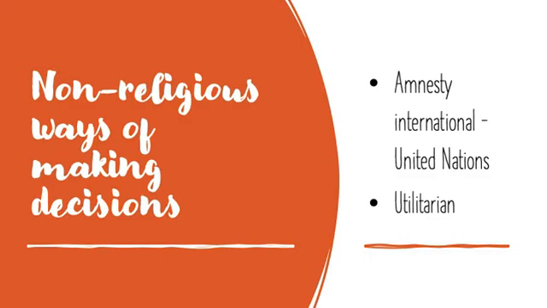In RMPS, we also look at the non-religious ways of making decisions. For example, we use Amnesty International and the United Nations viewpoint, and we also use utilitarianism. Amnesty International is a good viewpoint to be having a look at, especially when we look at the humaneness of capital punishment and the use of punishments, whether it is in the UK or outside.